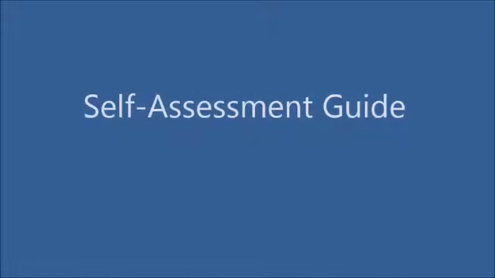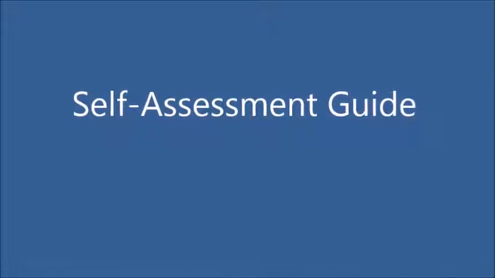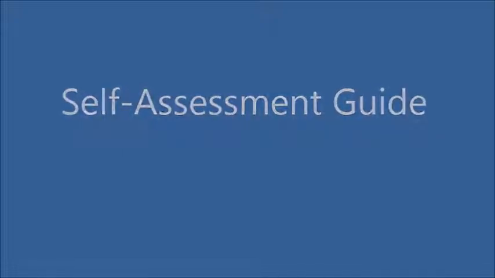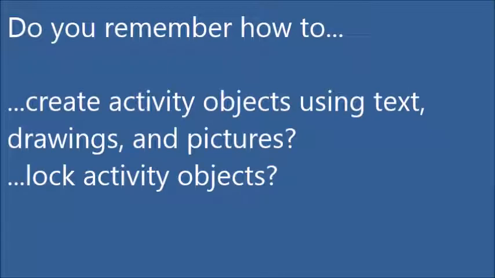Following is a self-assessment guide to analyze the knowledge you've gained through this instructional series. Following is a list of items that you've learned how to do in this tutorial. Do you remember how to create activity objects using text, drawings, that would be pens and shapes, and pictures from a file, from the internet, or from the gallery?